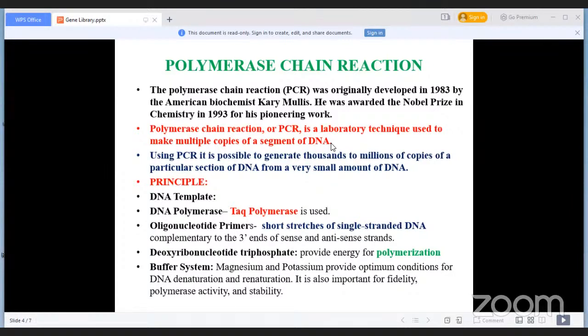The polymerase chain reaction was developed in 1983 by American biochemist Kary Mullis. He got the Nobel Prize in 1993. Using PCR, it is possible to generate thousands to millions of copies of a particular section of DNA from a very small amount of DNA.